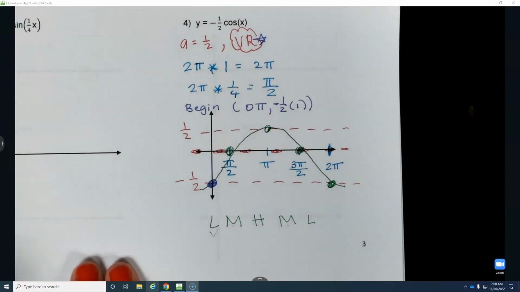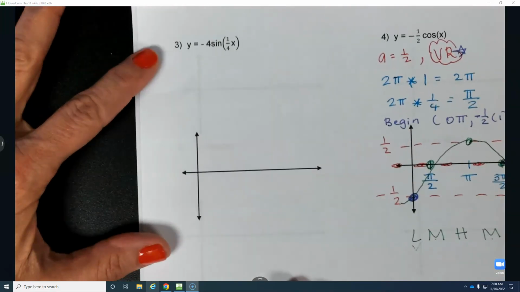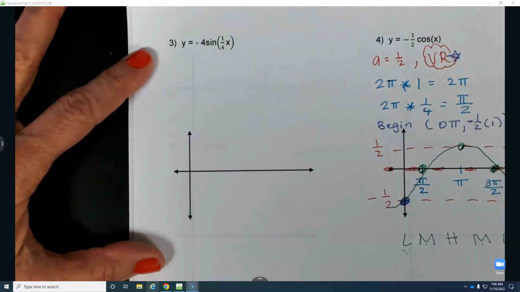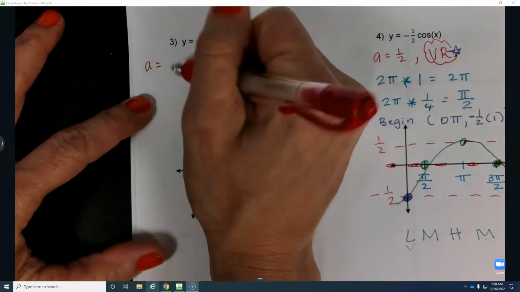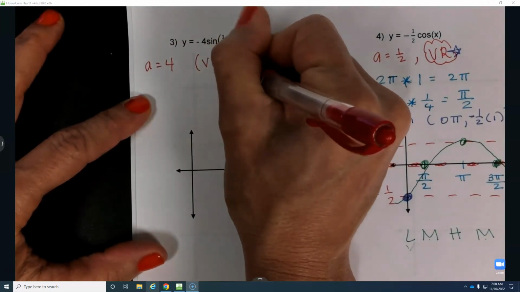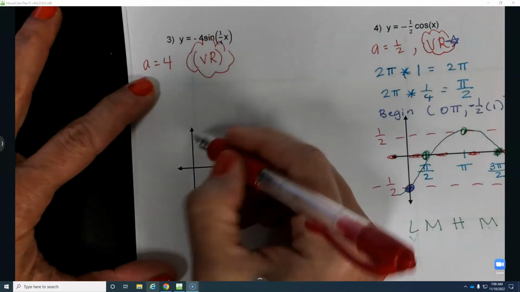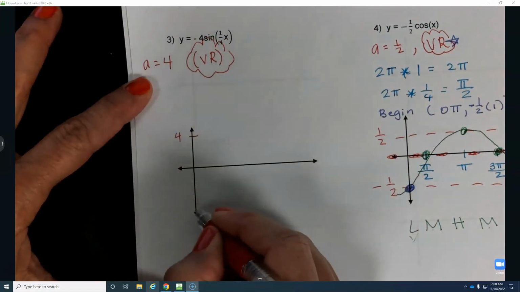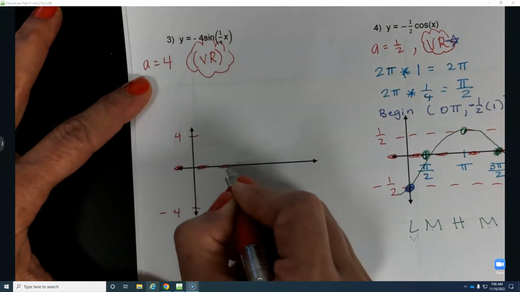All right, I've got one more for you, and it's going to be a vertical reflection of your sine value, guys. So let's get started. Let's amp it. So the a value is 4, and I just want to remind myself I do have a vertical reflection on this. Let's amp it up high. Let's amp it down low. And let's draw that midline.